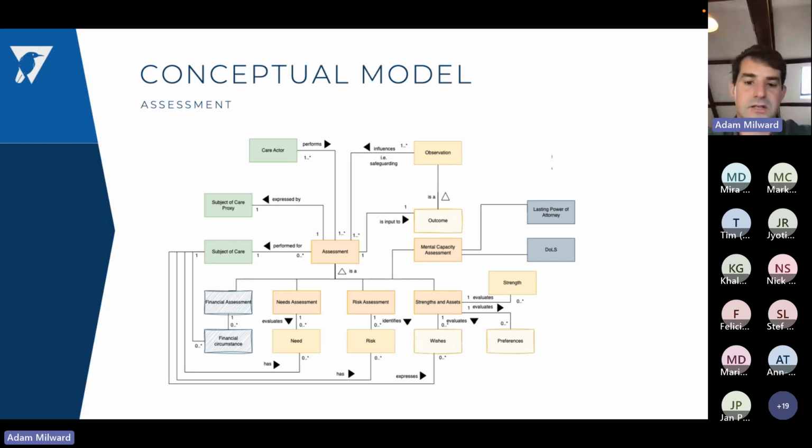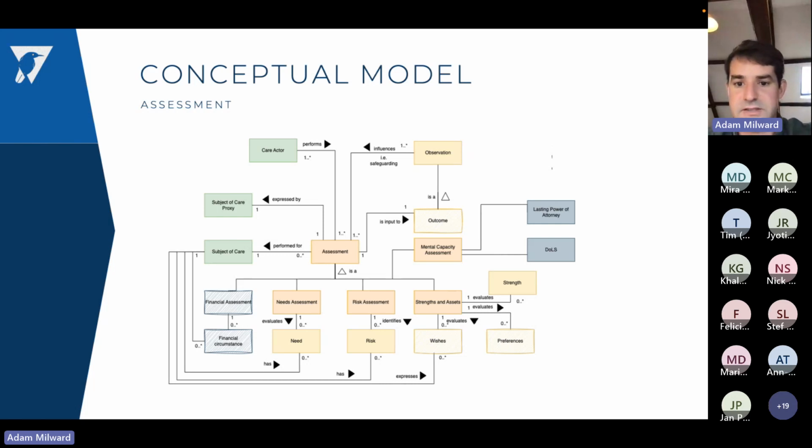What we're trying to do with this part of the conceptual model is say there are certain building blocks around assessing needs, assessing risks, assessing strengths and assets, wishes, preferences, and mental capacity. Sometimes these building blocks would be in a separate assessment. They'd all be done as part of a care plan, and that's what we're seeing in lots of different places. In other areas, there would be a separate form or a separate activity where this would be done.